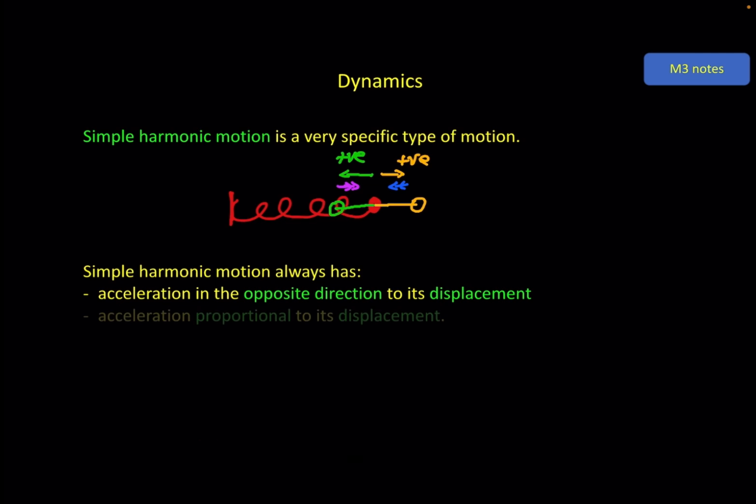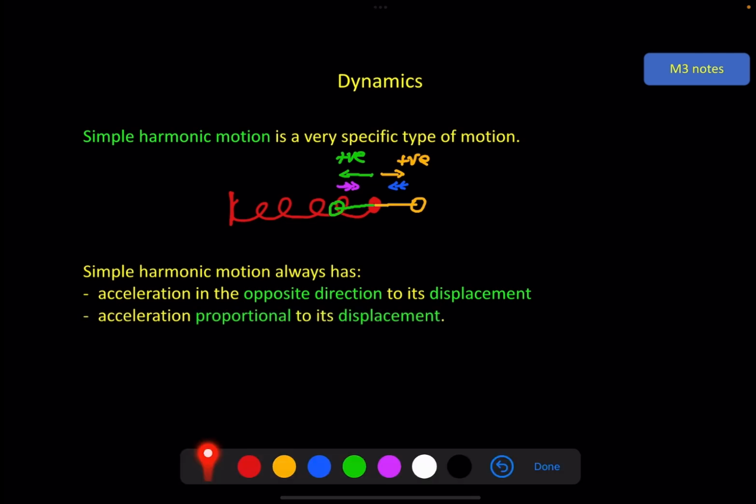The second key thing is that the acceleration is proportional to its displacement. As the displacement changes, the acceleration changes. In this case, you can see as the displacement increases in this direction, the extension on the string is increasing, which is increasing the force, the tension, and therefore the acceleration, which brings it back this way. These two things together give us the idea that acceleration is proportional to the displacement, but in the opposite direction of the displacement. So a is proportional to negative x.